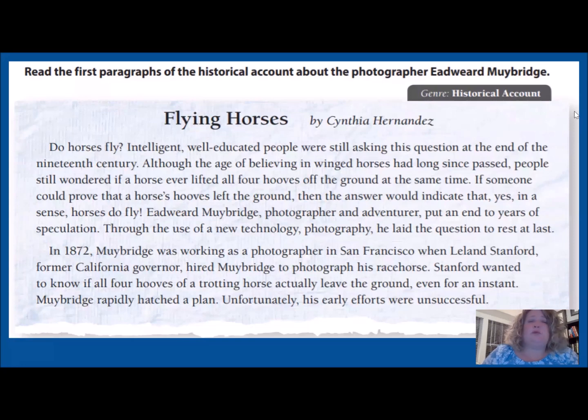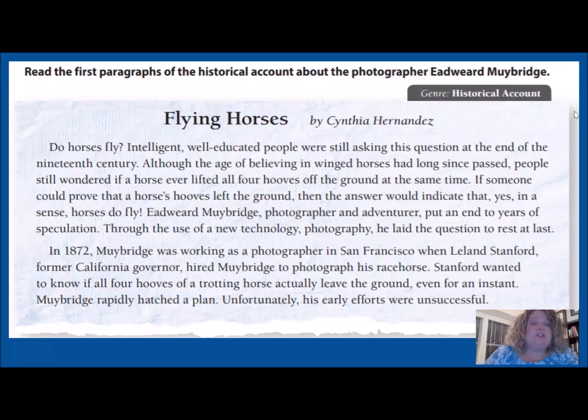If someone could prove that a horse's hooves left the ground, then the answer would indicate that yes, in a sense, horses do fly. Edward Muybridge, photographer and adventurer, put an end to years of speculation. Through the use of a new technology, photography, he laid the question to rest at last.